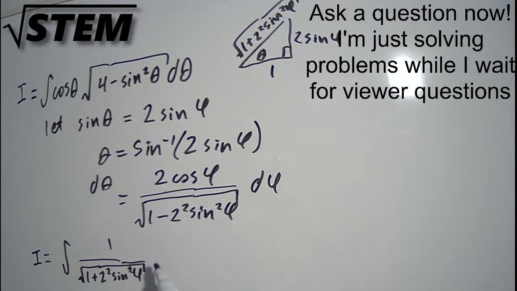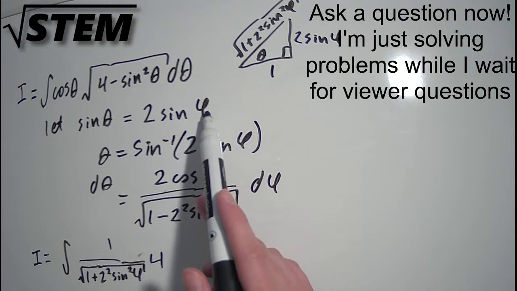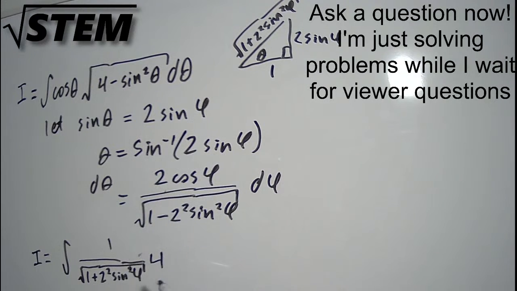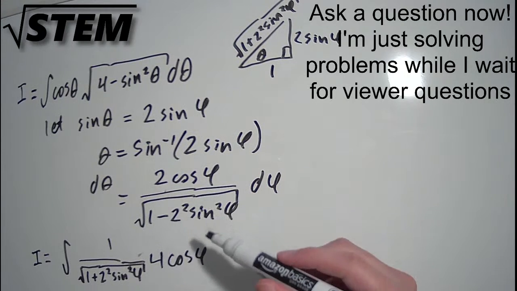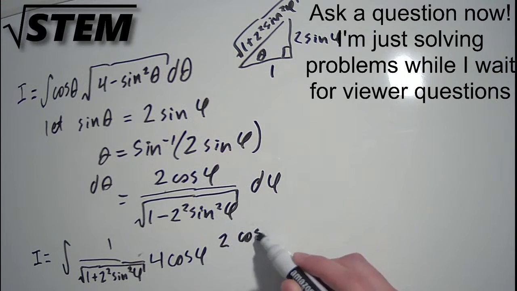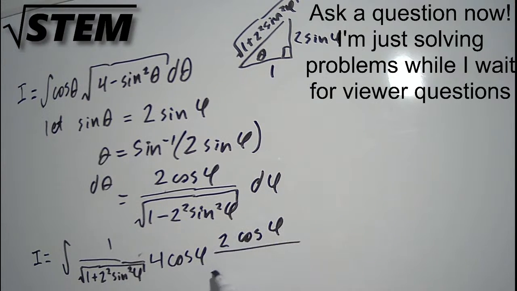Then we would have the 4 come out of that, and we'll have the square root of cosine squared of phi, so it will be cosine of phi. So that's these two pieces so far. Then d theta will be this monster, 2 times cosine of phi over the square root of 1 minus 2 squared sine squared phi d phi.